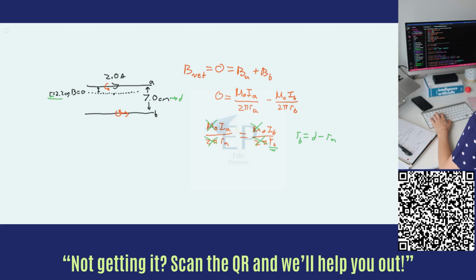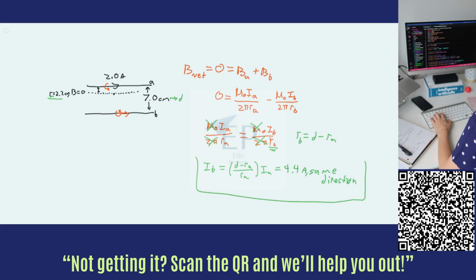So rearranging this just to get what we want, which is the current of B, we see that it is a simple ratio of RB, which is D minus RA over RA, multiplied by the current A, which is 2 amps, like we know. And plugging everything in here, we get a current of 4.4 amps, and it is in the same direction as the other wire.